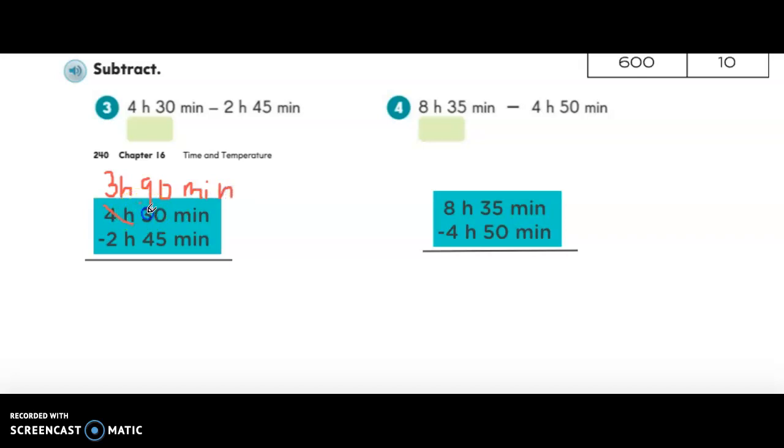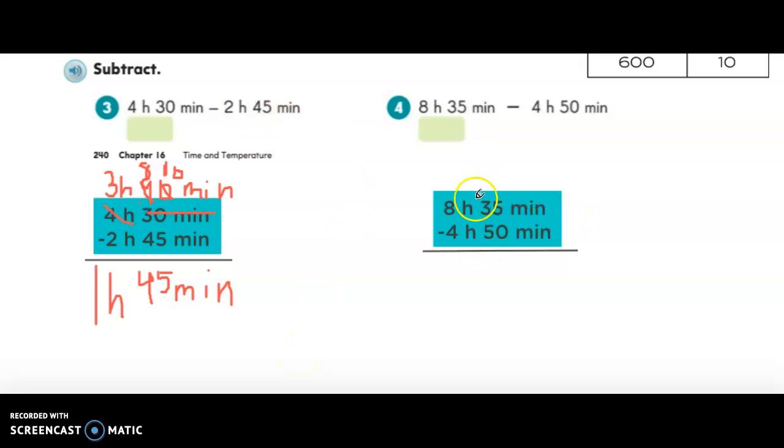And then we can cross this out and subtract. Okay, so then we're doing 90 minus 45. So we regroup. That becomes an 8. This becomes 10. 10 minus 5 is 5. 8 minus 4 is 4. And then we can subtract our hours. 3 hours minus 2 hours leaves us with 1 hour. So our final answer would be 1 hour, 45 minutes.